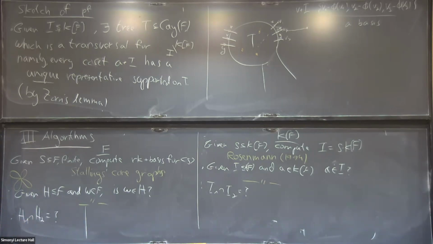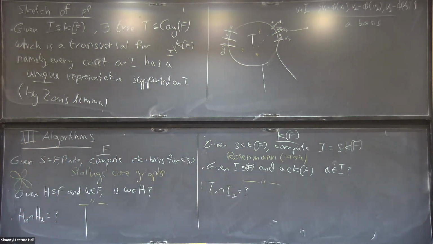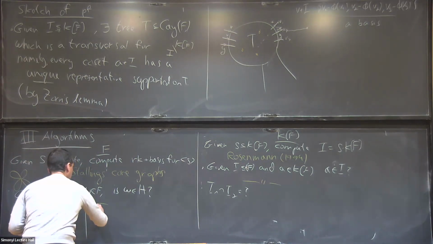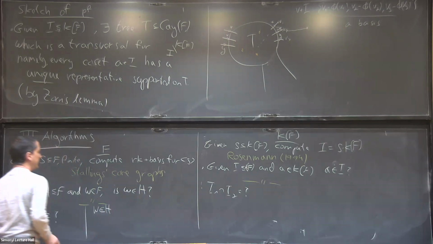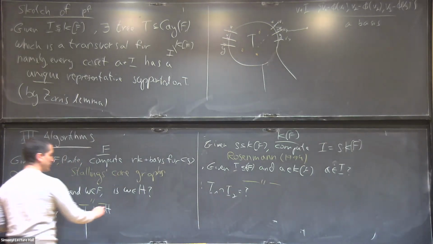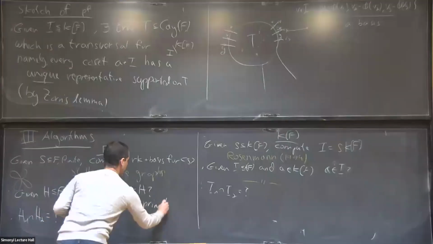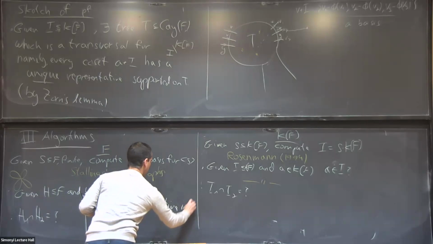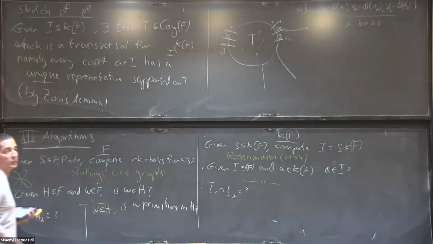Okay, let me just say very briefly, this is also easy with curve graphs. This is even easier. Yeah, let me go to the more interesting part. Now we also have the question whether we have W in H. We already have a word in H, and the question is: is W primitive in H? That is, whether this W is part of a basis of the subgroup.